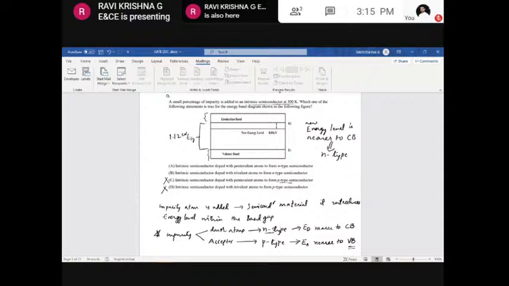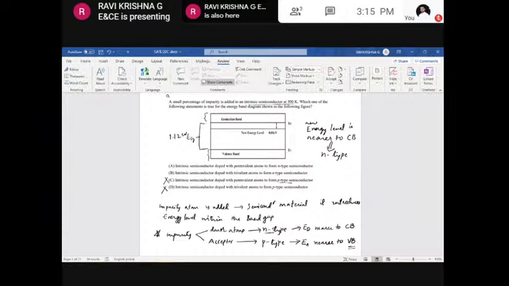Now let's look at options A and B. Option A is the intrinsic semiconductor doped with pentavalent atoms to form the n-type semiconductor. The second option is the intrinsic semiconductor doped with trivalent atoms to form the n-type semiconductor. Anyhow, we already know that in order to form the n-type, we need to introduce donor atoms, right? Definitely the donor atoms are the pentavalent atoms.